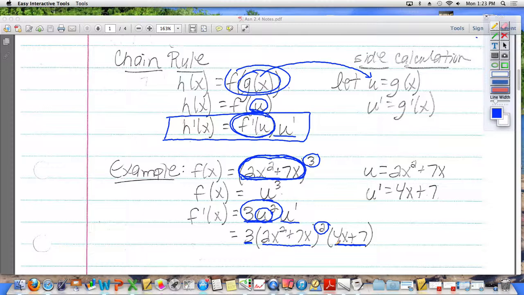Wait, can you explain the last step one more time? Yes. Okay, so according to the chain rule, you need to find the derivative of u.